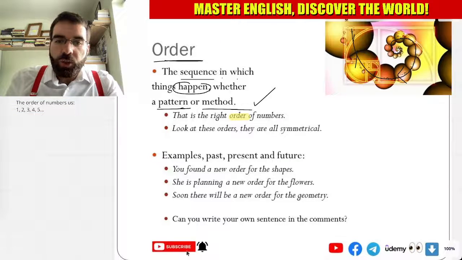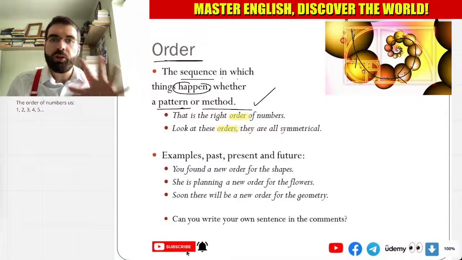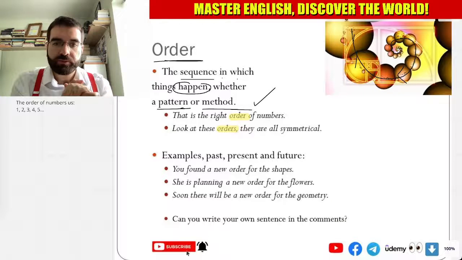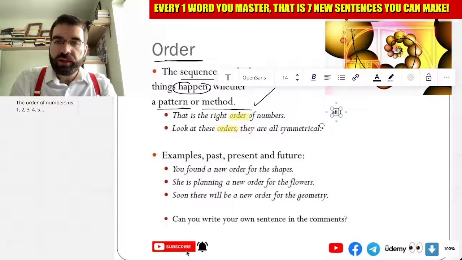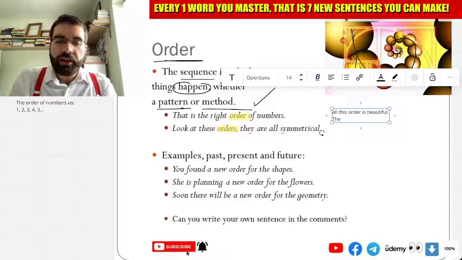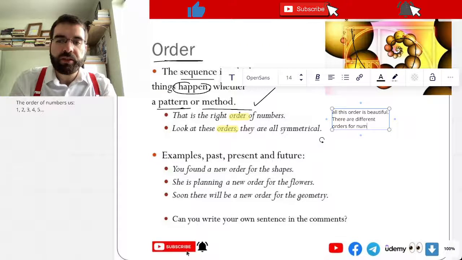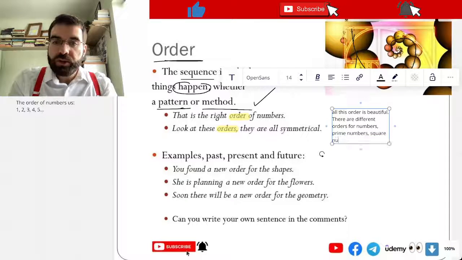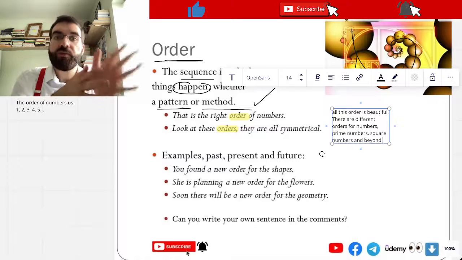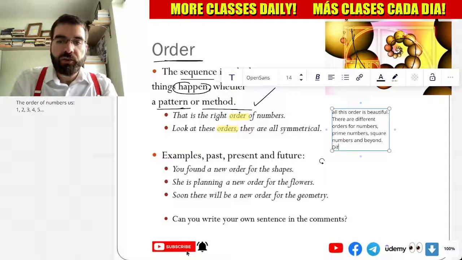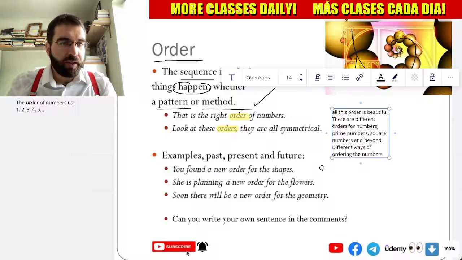Look at these orders. Look at all this order and these orders. They're all symmetrical. Yes. All this order is beautiful. There are different orders for numbers, such as prime numbers, square numbers, and beyond. Different ways of ordering the numbers. Yes.